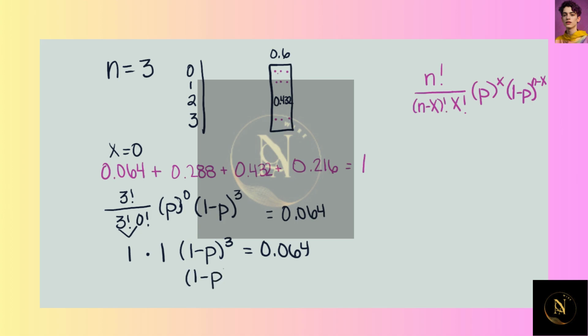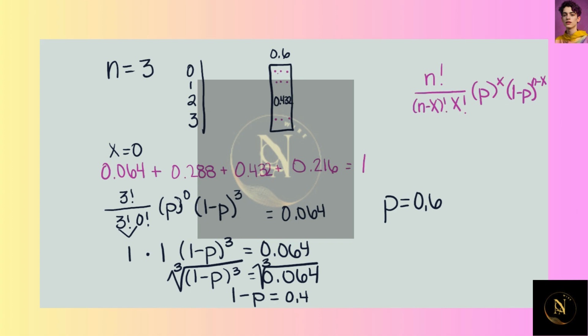So I have 1 minus p to the third power equals 0.064. I can take the cube root of both sides, and I get that 1 minus p equals 0.4. So if 1 minus p equals 0.4, then that means that p equals 0.6.